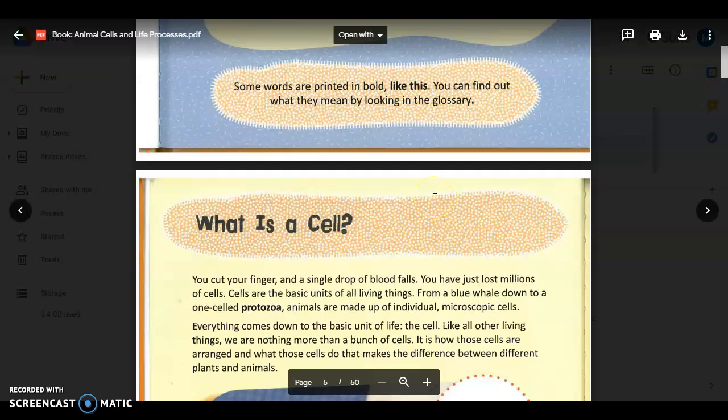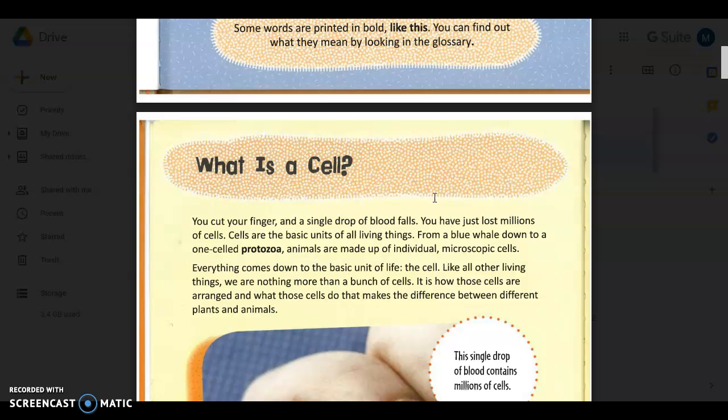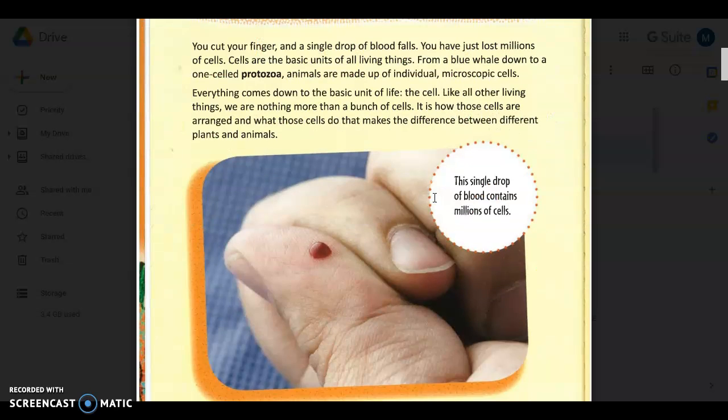We are going to be reading the first chapter today, but it will be helpful if you look at it before we read. So what text features did the author choose to include?